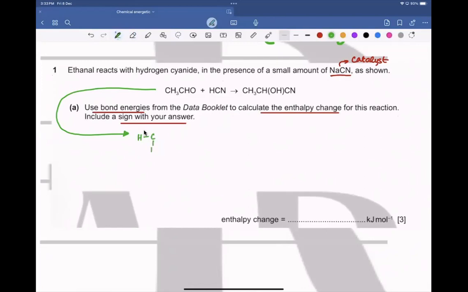There is a carbon which is bonded to 3 hydrogens, then this carbon is bonded to a carbon, then CHO. So remember, whenever there is a CHO written, it means that carbon is forming a double bond with the oxygen, and that same carbon is forming a bond with hydrogen.